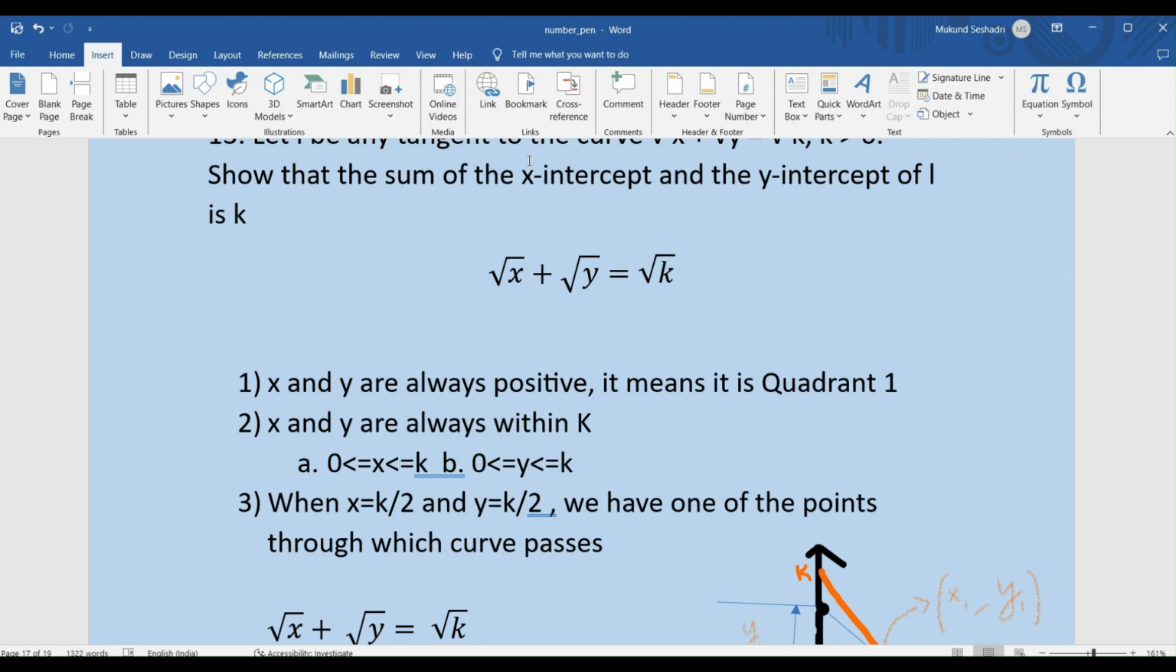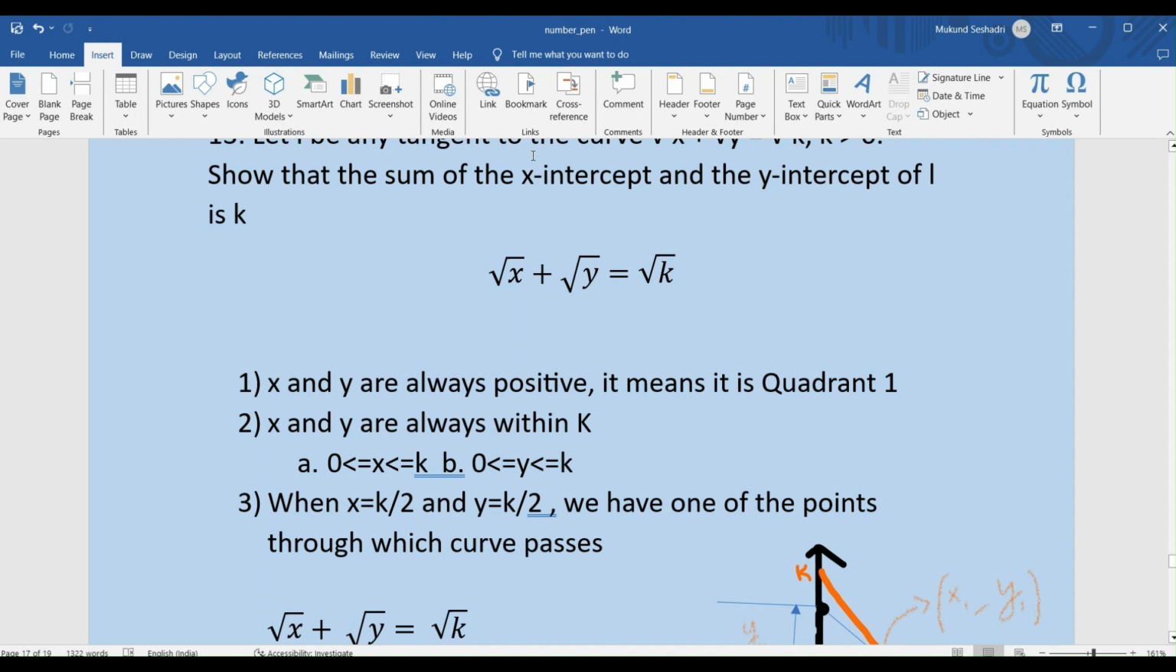Which means that x and y are always within k. How do we arrive at this? Root x plus root y equals root k. So root y is equal to root k minus root x. Root y is always a positive number, so root k minus root x is always greater than 0. So x will always be less than or equal to k. And that's applicable for y as well. So therefore x and y will always remain within k.